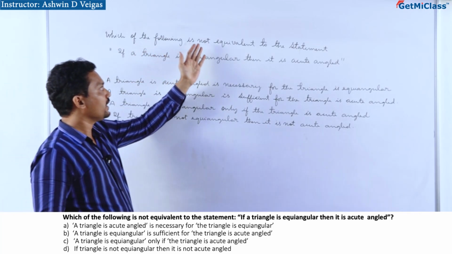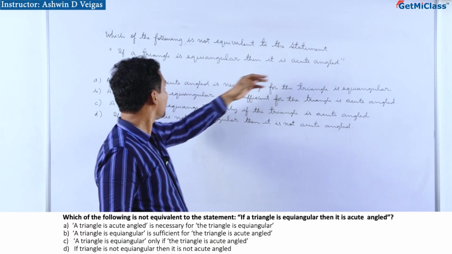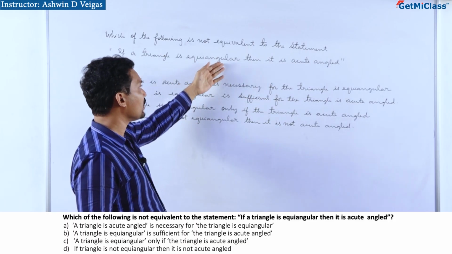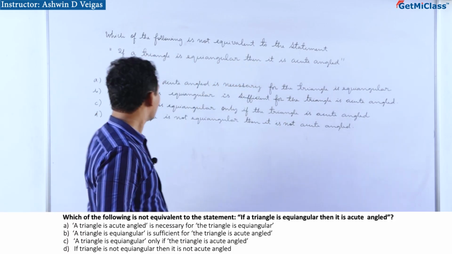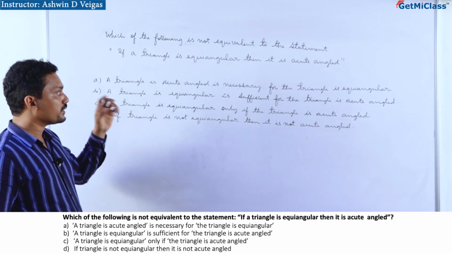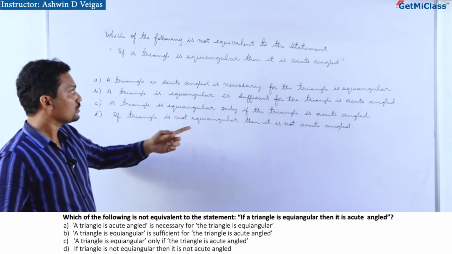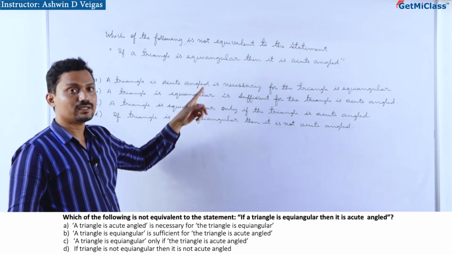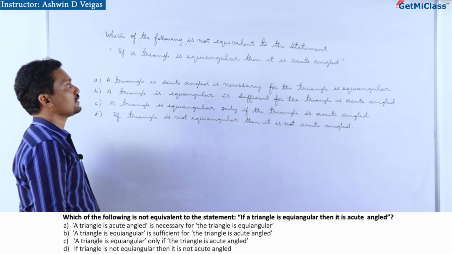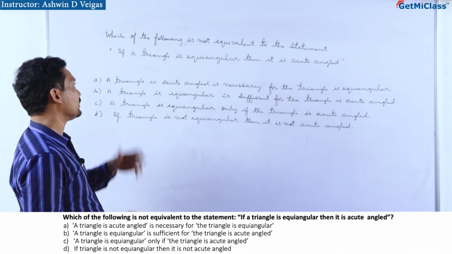Which of the following is not equivalent to the statement: if a triangle is equiangular then it is acute angled? There are 4 statements given, which means 3 of these statements mean the same. You have to see which statement is not equivalent to this statement. Okay. Now, how to get this?